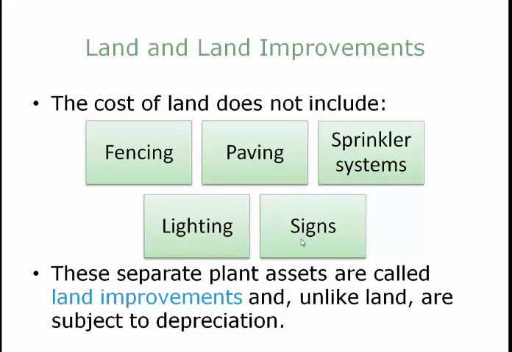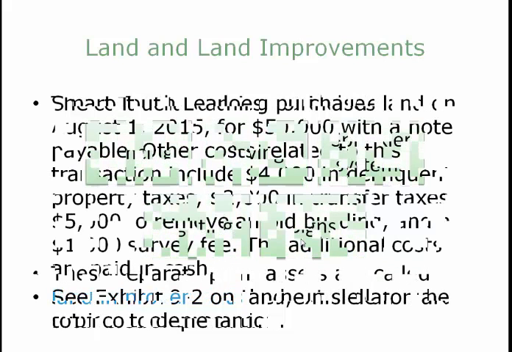And things that are not included in land, but will be included in land improvements are going to be fencing, paving, sprinkler systems, lighting, and signage. All those are things that are land improvements, because you're taking that land and you're making changes to it and getting it ready to do your business. And land improvements, unlike land, are subject to depreciation.